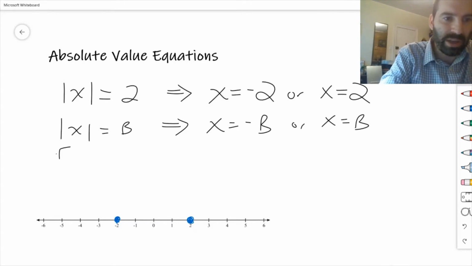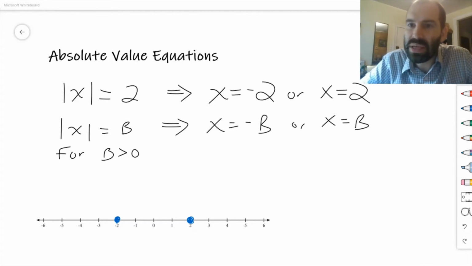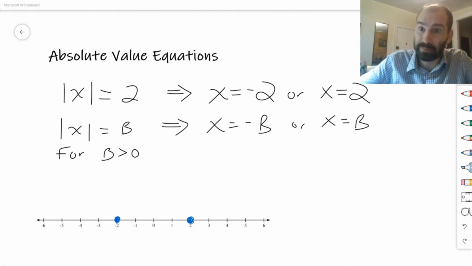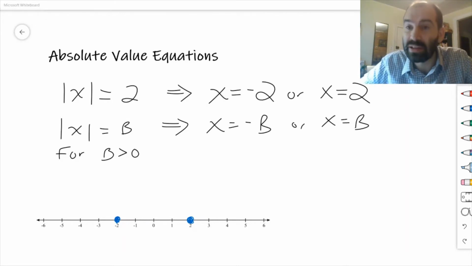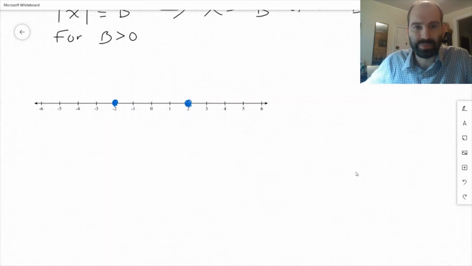So let me just emphasize that. For b greater than 0. We're always thinking of b greater than 0. If b is equal to 0 or less than 0, I'll let you think about what'll happen. It'll be a little bit different than this. I think you can figure out what's going to happen with the solutions, or even if there are any solutions. But for the case where b is positive, this is what we get.